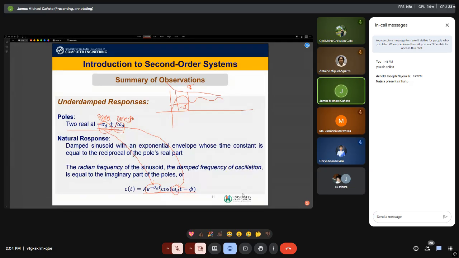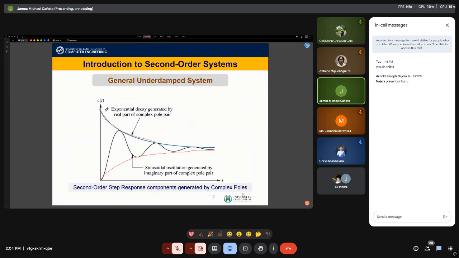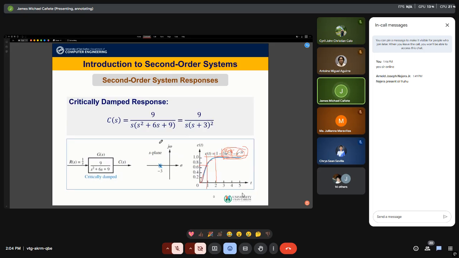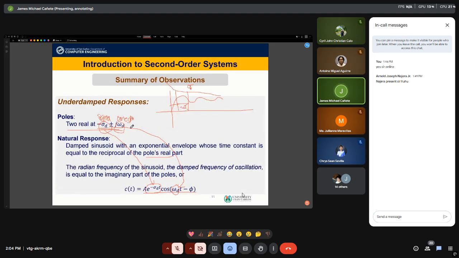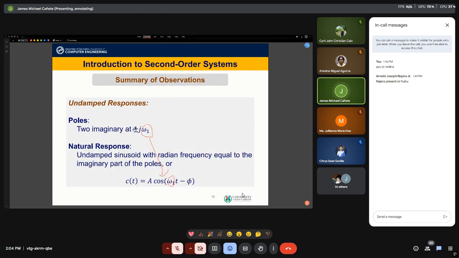So the damped sinusoid time constant is equal to the reciprocal of the pole's real part. So for this sinusoidal signal, the damping, this blue line, is caused by the real part, and the oscillation here, how fast or how many cycles, will be determined by the imaginary component of our poles. So the undamped response is purely sinusoidal, that is, it has no real component, so you will get no exponential term multiplied to a sinusoidal function.